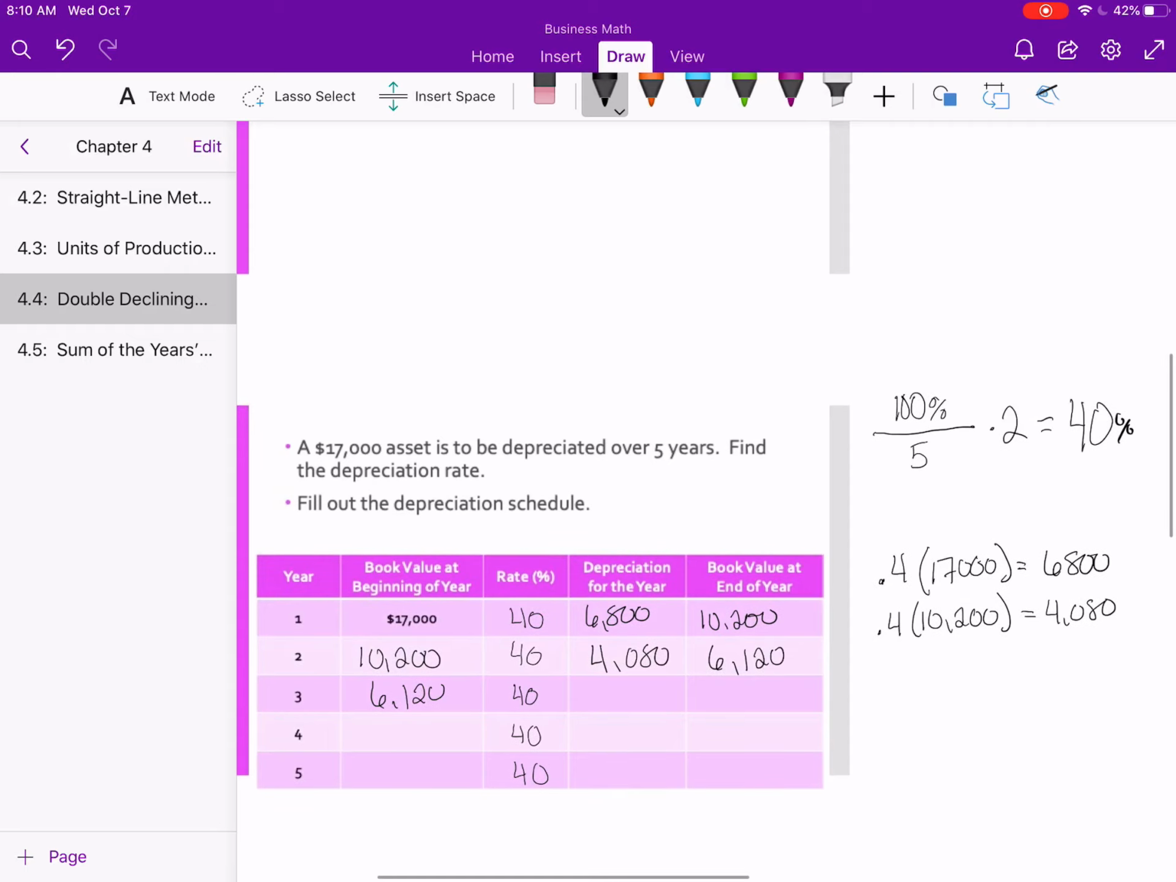Same thing. 0.4 times 6,120 is 2,448. So that's our depreciation for the year. And our new book value is 3,672. Carries over. And I'm just going to fill in the rest of the table because it's the same exact process.